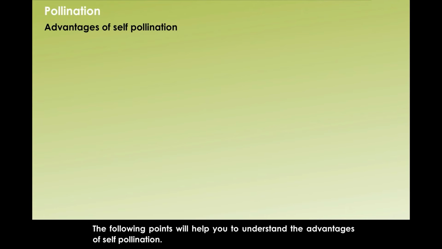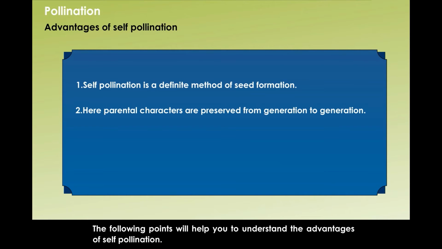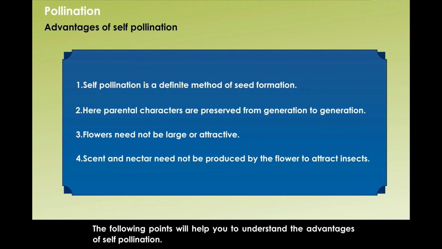Advantages of self-pollination. The following points will help you to understand the advantages of self-pollination. Self-pollination is a definite method of seed formation. Here, parental characters are preserved from generation to generation. Flowers need not be large or attractive. Scent and nectar need not be produced by the flower to attract insects. In spite of the above advantages, they also have some disadvantages.